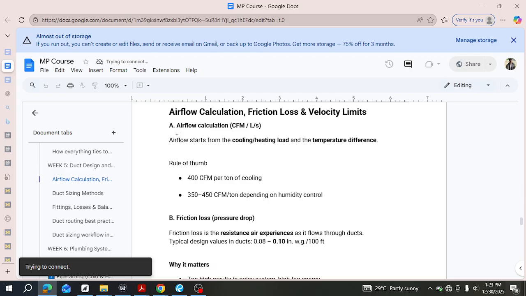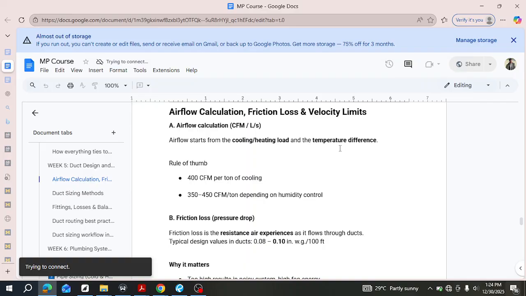Airflow basically starts from the cooling and heating load and then the temperature difference. That is why, when we are doing our Manual N for commercial and Manual G for residential, we discover that it's basically to get that load. Another reason I need to specify the location is to get the climate there, and that gives us the temperature. Then I take the difference between that and the design temperature, and you're good to go. Those are the two main reasons.